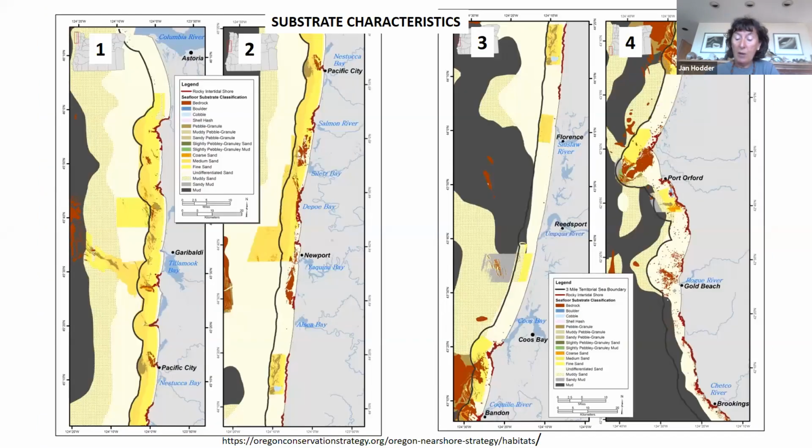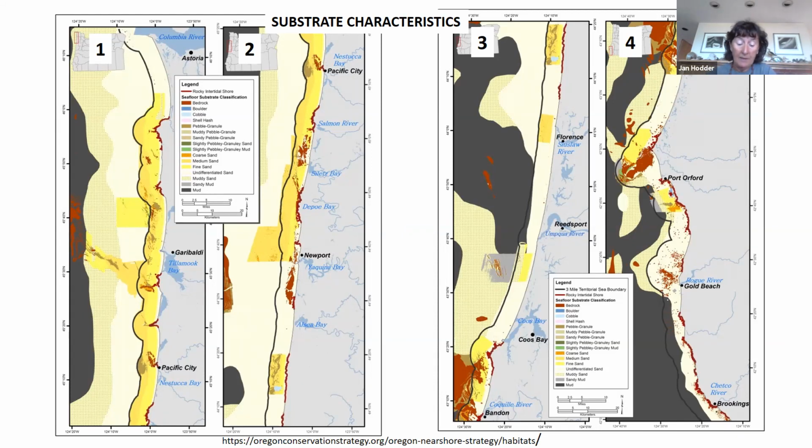Oregon's Nearshore Strategy website provides an overview of the substrate in coastal waters. Map number 1 on the far left shows the north of the state. And as you move to the right, the maps 2, 3, and 4 show the substrates further south. Rock areas are red, blues are boulder and cobble, and the other colors are soft sediment. The black line on the outer limit of the coast is Oregon's territorial waters. That's 3 miles offshore.